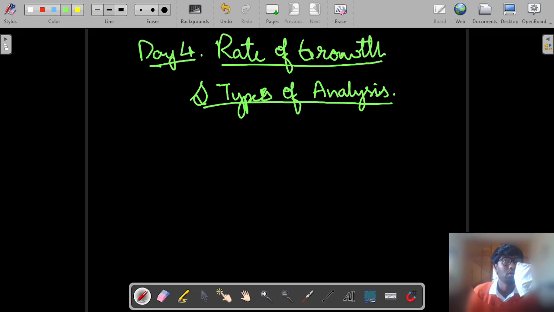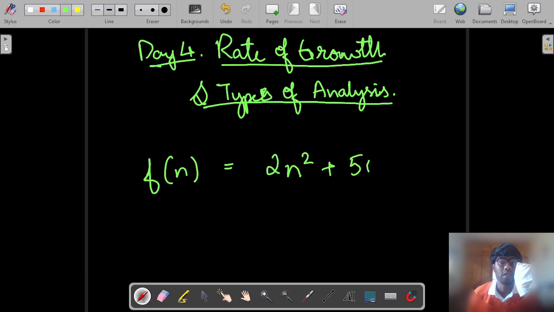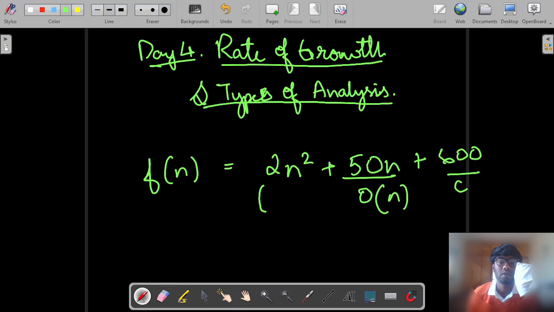Hello everyone. In this day 4 session, we are going to be looking at rate of growth and types of analysis, right? If you have followed our previous sessions, we remember that we can derive any algorithm into an equivalent function, let's say 2n square plus 50n plus some 600 as a constant, right? So this is constant, this is like O of n, and this is like O of n square, right?